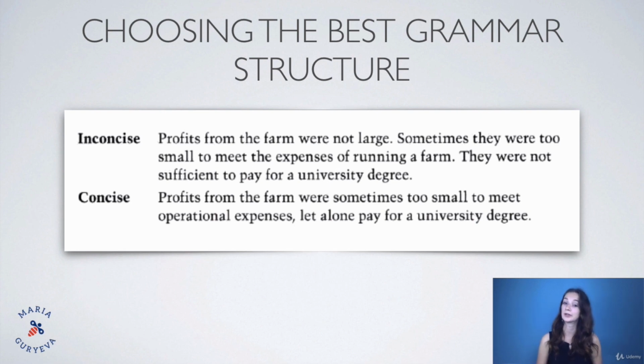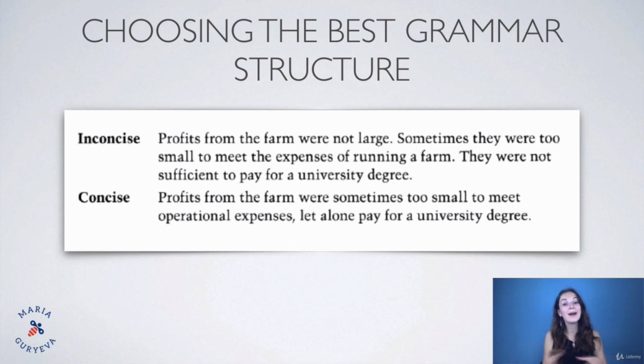All right, our last example. Profits from the farm were not large. Sometimes they were too small to meet the expenses of running a farm. They were not sufficient to pay for a university degree. So here we have 3 sentences, and let's have a look. I think we can combine them all. Profits from the farm were sometimes too small to meet operational expenses, let alone pay for a university degree.